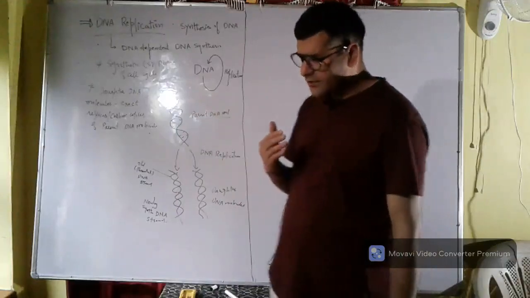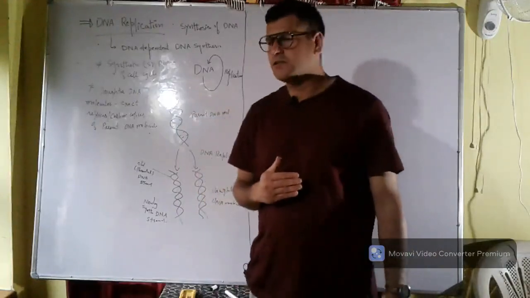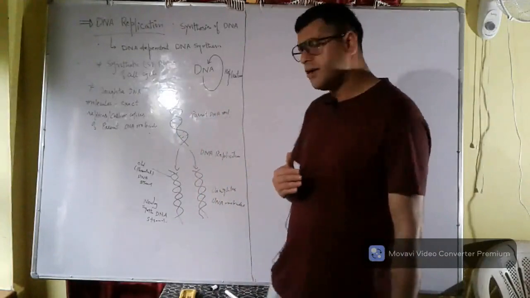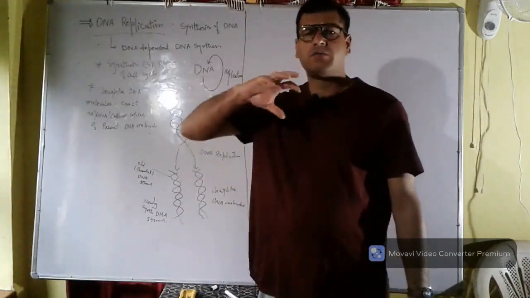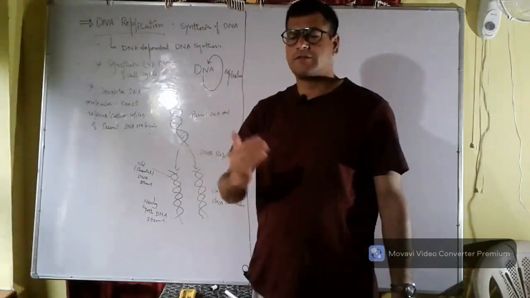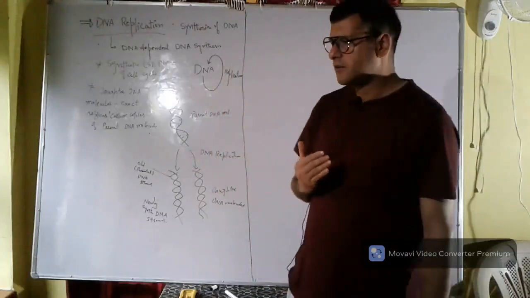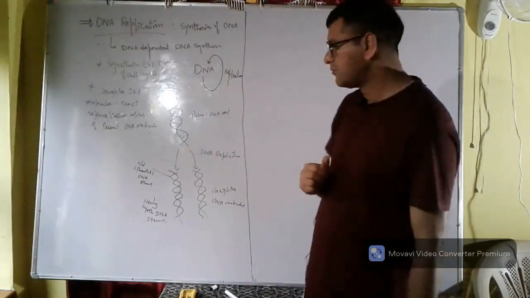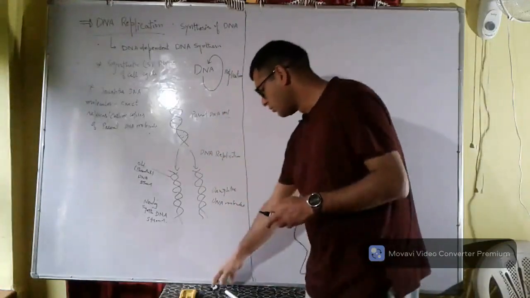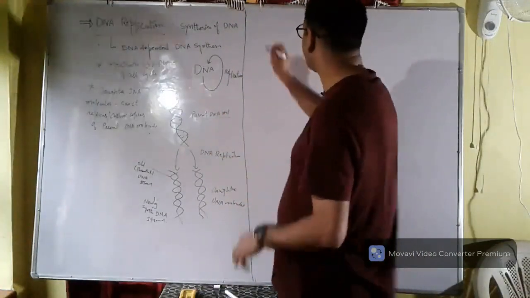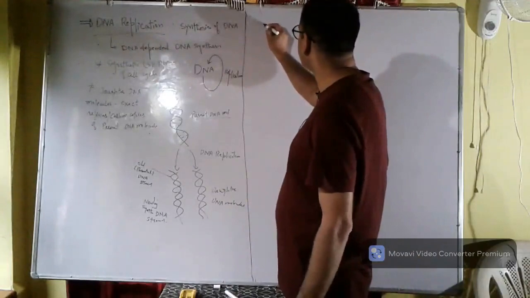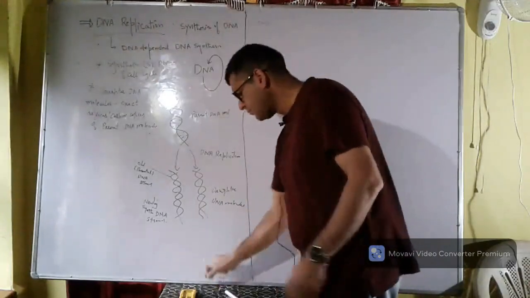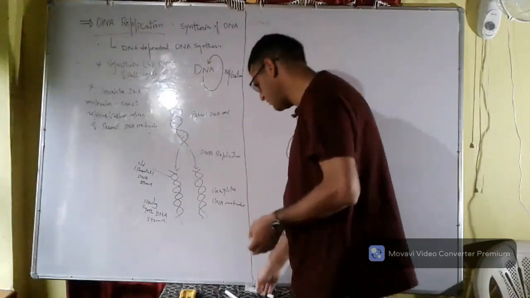So I told you that the newly synthesized daughter DNA molecules have one old strand and one new strand. This type of replication is called semi-conservative DNA replication.